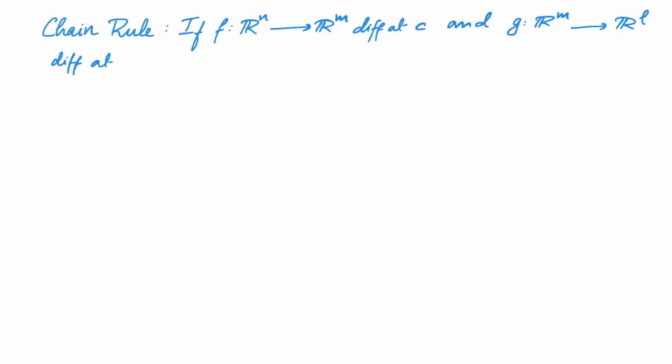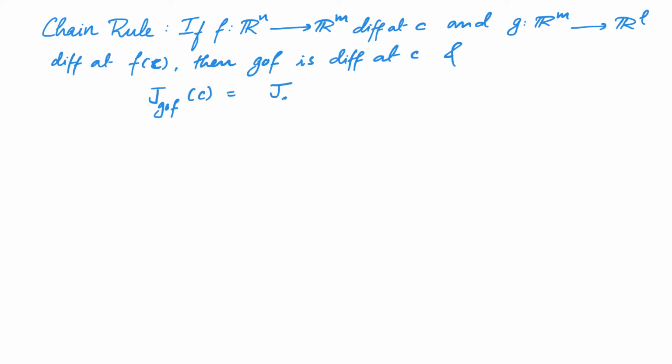Given function f from Rn to Rm differentiable at C and g from Rm to RL differentiable at f of C, the composition of these two functions, g composed with f, which is a function from Rn to RL, will also be differentiable at the point C. Moreover, the Jacobian of g composed with f at the point C is equal to the Jacobian of g at f of C into Jacobian of f at C. Let's try to see a proof of this fact.